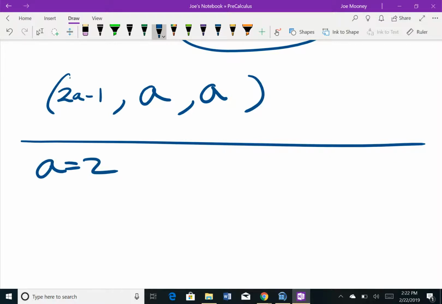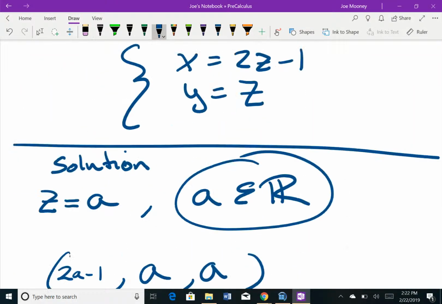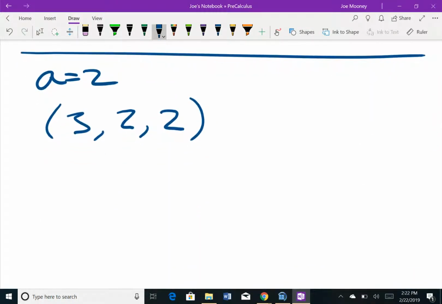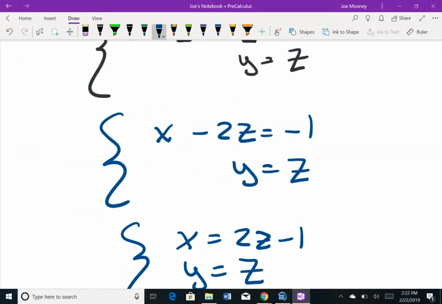All right, so that means the solution is 2. Help me out: 2A, which is 4, minus 1 is 3, right? And then A would be 2, 2. So according to us, there is a solution 3, 2, 2. Let's go and check it. Right, do you see it? All right, okay, good.